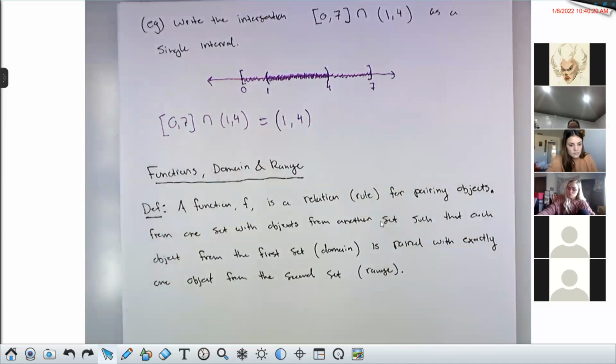All right, this is a pretty formal definition. It doesn't give us a really good feel, but it is what you should rely on when somebody asks you, is this relation a function or not? So a function is a rule that pairs objects from one set called a domain with objects from a second set called a range. You can think of it as a mapping.